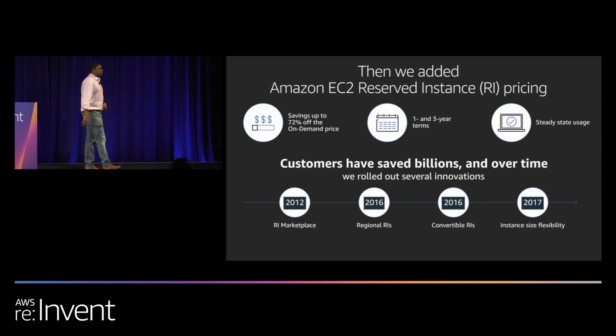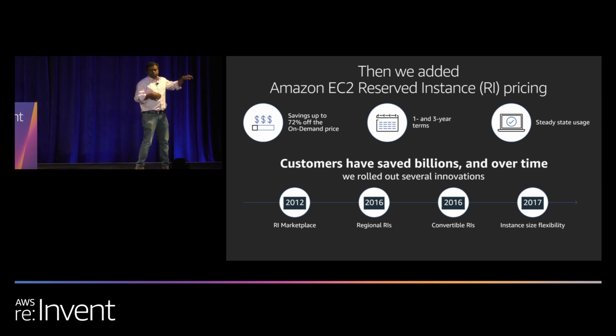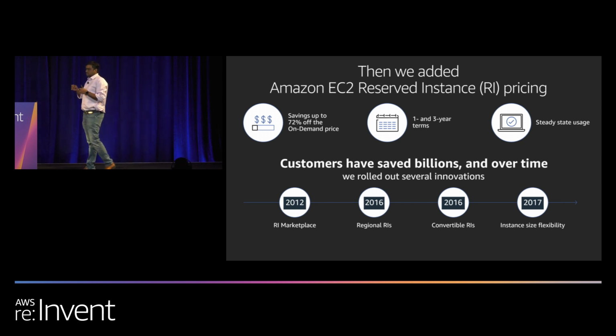Then a few years ago, in 2016, we launched regional RIs. These are RIs that help customers take advantage of the RI's discount or price across any AZ within a region. So it doesn't matter if you're running in US East 1A or US East 1B, you'll be able to take advantage of the RI's discount. Then we launched convertible RIs at the same time, which allow customers to take advantage of the RI's discount, get a significant discount, but still be able to change the RI during the term of the RI itself.